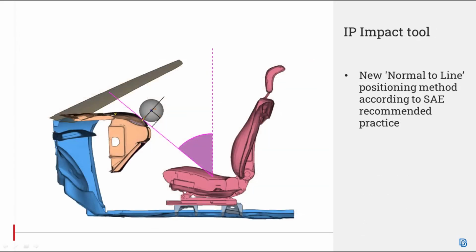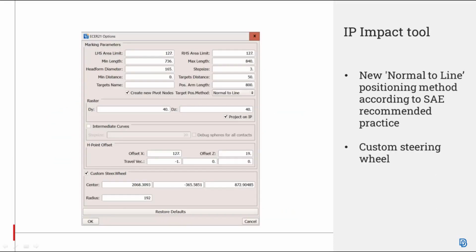In the IP Impact tool, a new positioning method is now supported, the normal to line, according to the SAE recommended practice. Moreover, setting up a custom steering wheel is now supported by the tool.